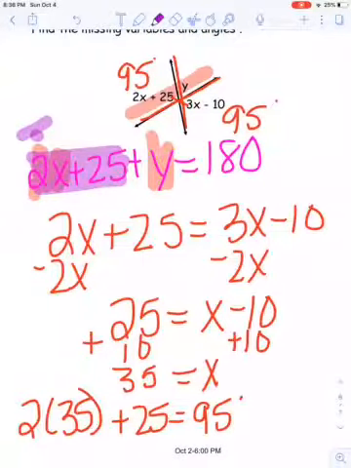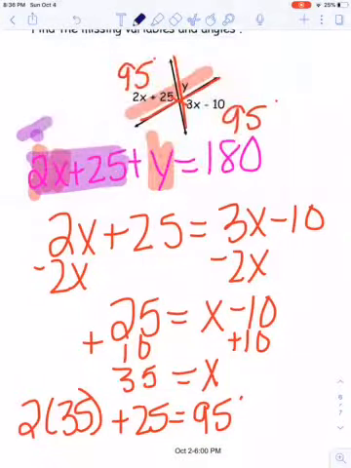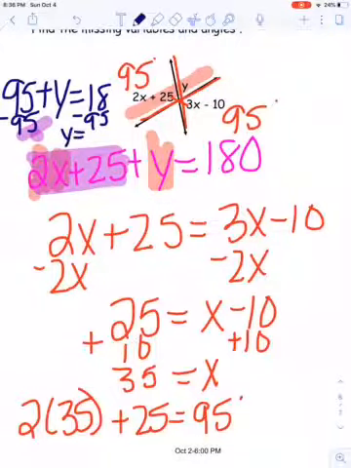So I can now replace that. Okay. So now I have 95 plus y equals 180. Okay, so I am going to subtract 95 and I get y equals 85. And there's 85. Ooh, and that one's 85.